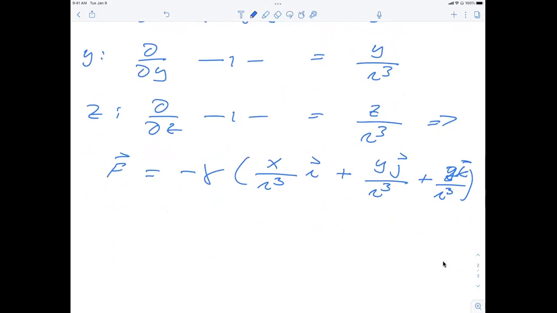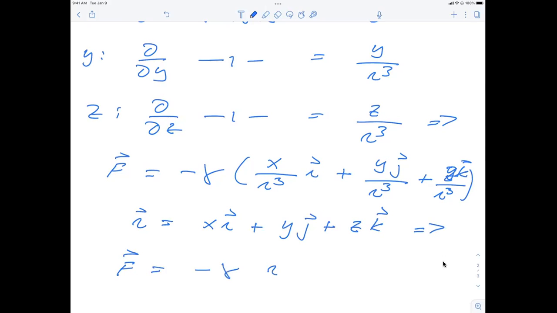And we could rewrite it in terms of the vector x and y and z. So we have the different components, and then we have a z times a k here. So that means that the force becomes equal to minus gamma times r divided by r cubed. Or we could rewrite it in terms of the unit vector: minus, and then we have 1 divided by r squared, multiplied with the unit vector r.